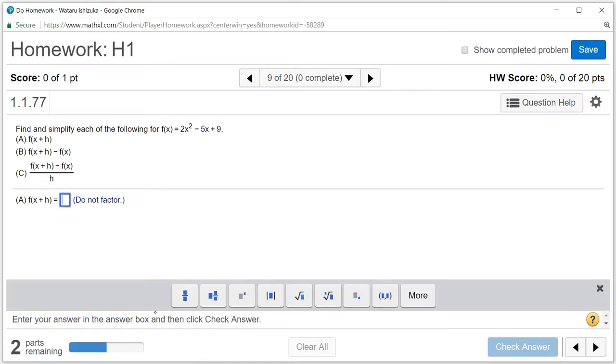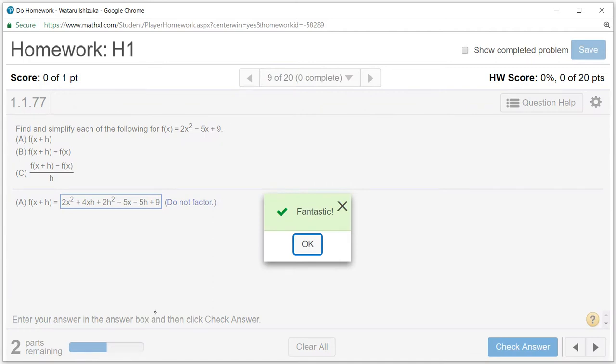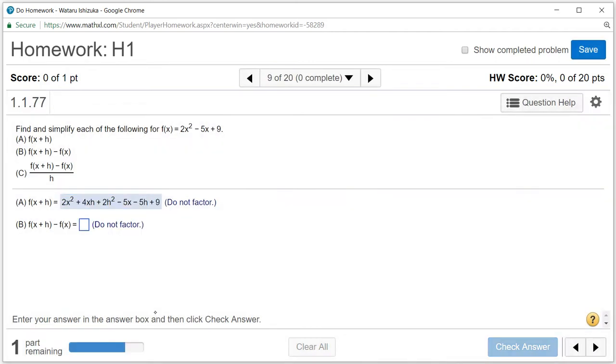So we got 2x squared plus 4xh plus 2h squared minus 5x minus 5h plus 9. Let's check the answer. We got that. So let's find part B.